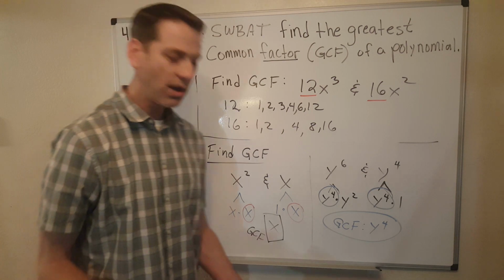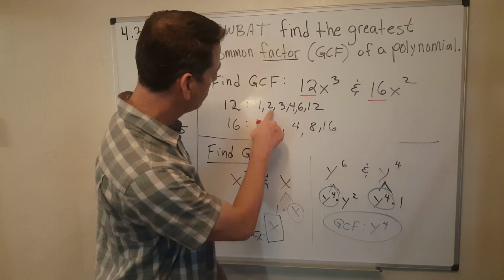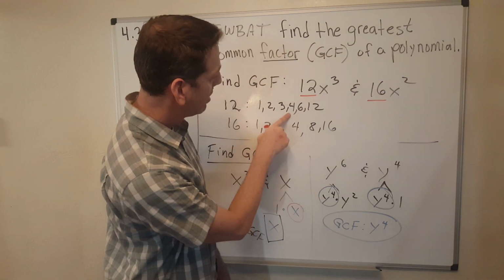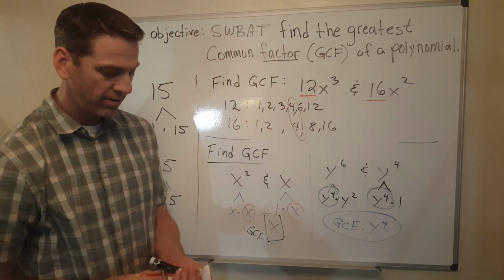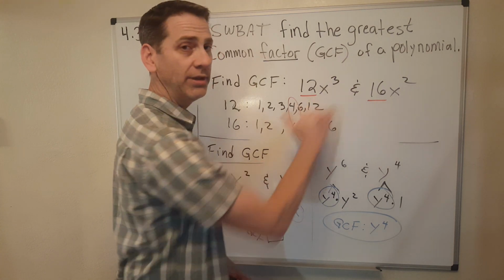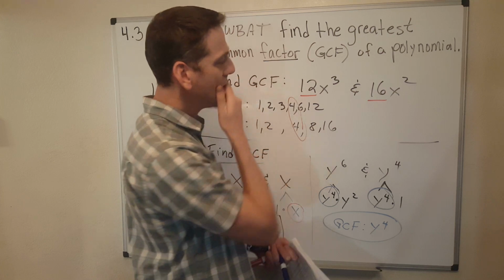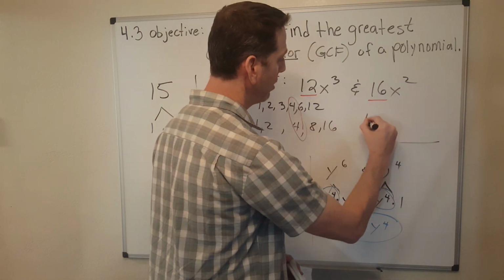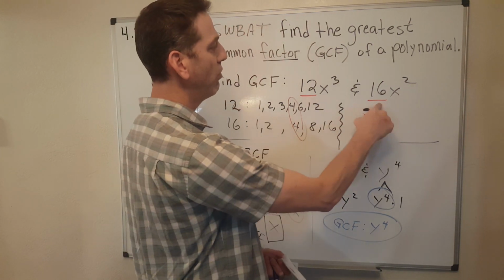Okay, so what's the greatest common factor? Let's see, 2? No. 4? Yes. 4 is my greatest common factor. It's the largest number that is divisible by both of these numbers, evenly. All right, so 4, I'm going to take a 4 out of here. Pull a 4 out of there.